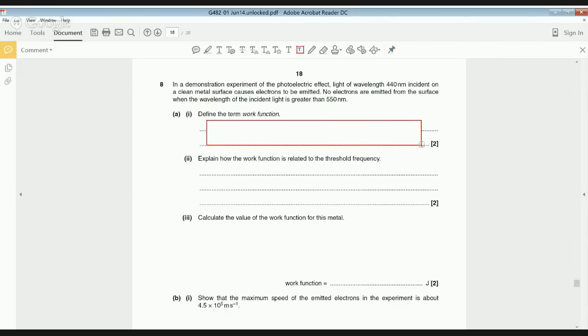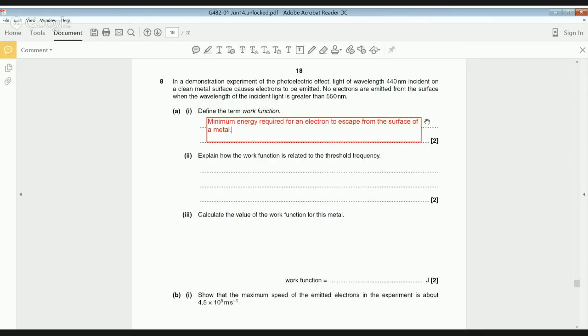So the work function is the minimum energy required for an electron to escape from the surface of a metal. It's crucial that you state that it's the surface of a metal, not the metal overall. You would lose the mark if you didn't say surface. Equally, you would lose a mark if you didn't say minimum as well.